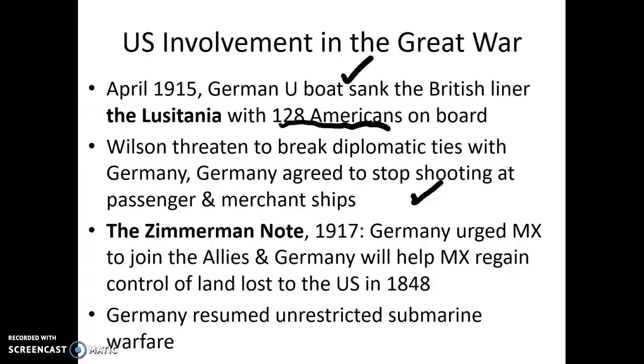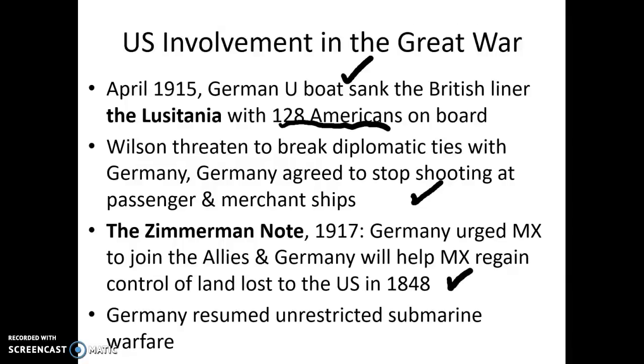Now, the situation escalates. In 1917, we have what becomes known as the Zimmermann Note. This is a telegraph sent from Germany to Mexico. And in it, Germany urged Mexico to join the Allies. As gratitude, Germany would then help Mexico regain control of the land lost to the U.S. in 1848.